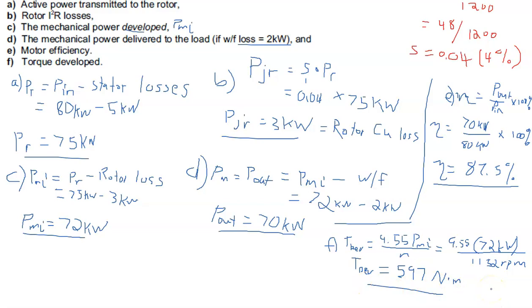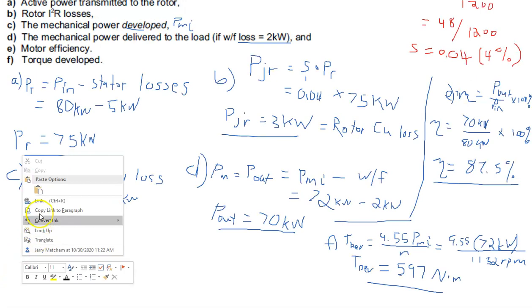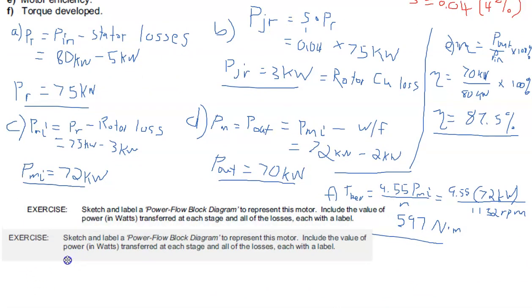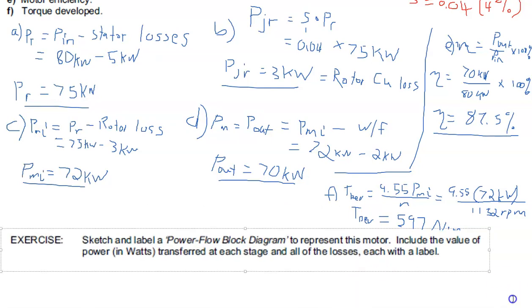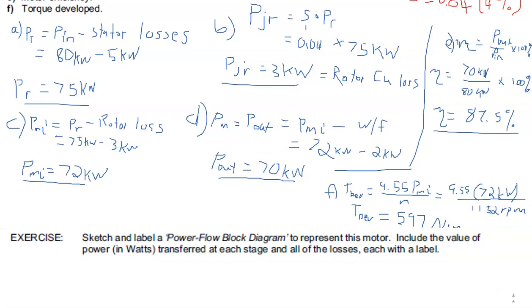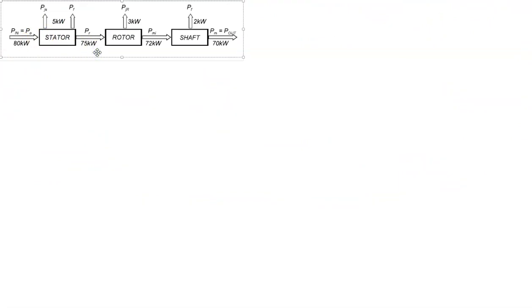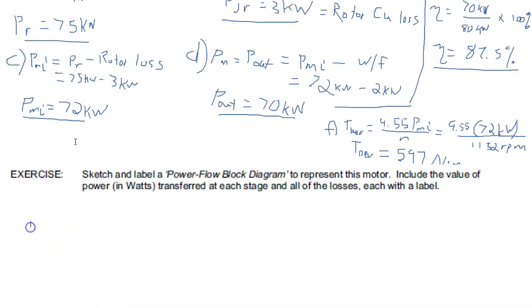Okay, so now let's think about our power flow diagram. And like I said, if you follow along there in the notes on page 74, I basically said this, right? And so I'm just going to move that over now to that first page. And so right here, I should be able to paste that in there. And so we said that we wanted to sketch a power flow block diagram to represent the motor. Include the value of power in watts transferred at each stage and all losses, each with a label. And so now instead of me trying to sketch that here, I went and plucked this out of my notes. And so let's bring that over to the main page here and stick that in.